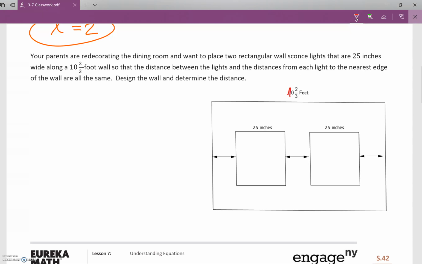So we're going to do that. We're going to cross this out. Instead of saying 10 2/3 feet, we're going to say that this wall is 128 inches. Remember that the unknown distances here are x. And you try to set up and solve an equation just like the one that we just did together. Same type of problem.